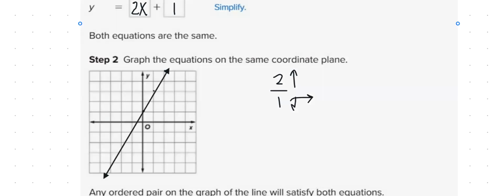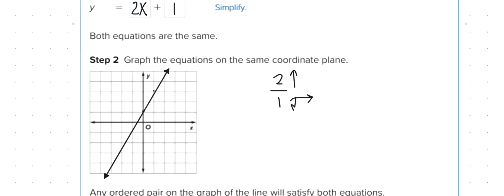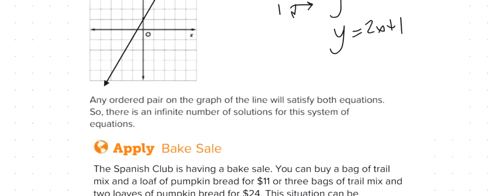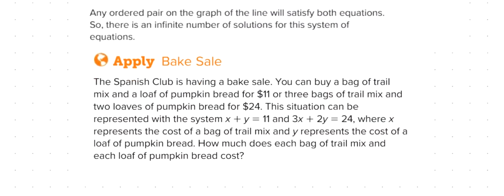So that means that the other graph will also be the same because both of the equations are 2x plus 1. So the lines are exactly the same. So when this happens, any ordered pair of the graph of the line will satisfy both equations. So there's an infinite number of solutions for this system of equations. All of the numbers will work right here. Okay, go ahead and pause the video and do the check on page number 326.